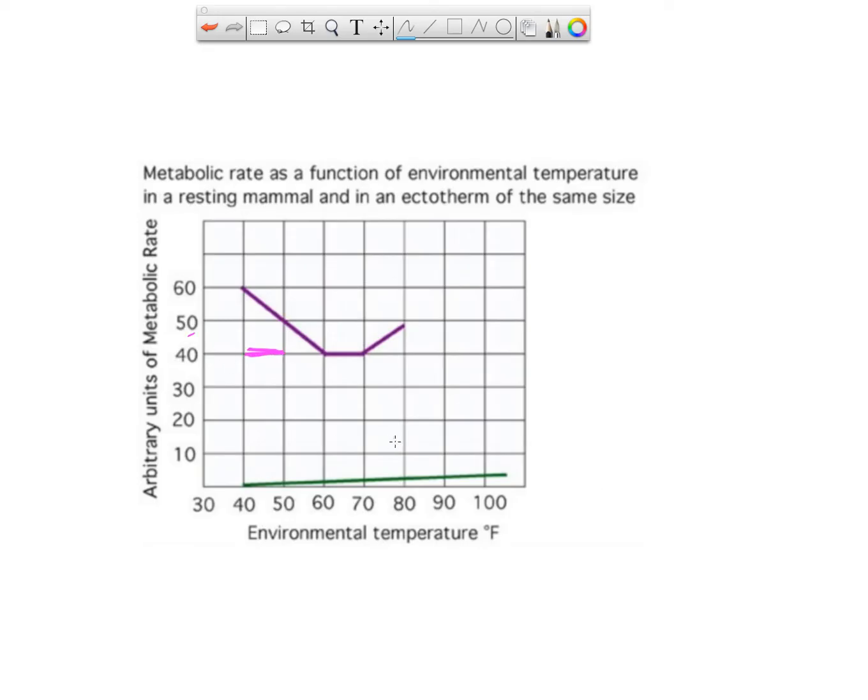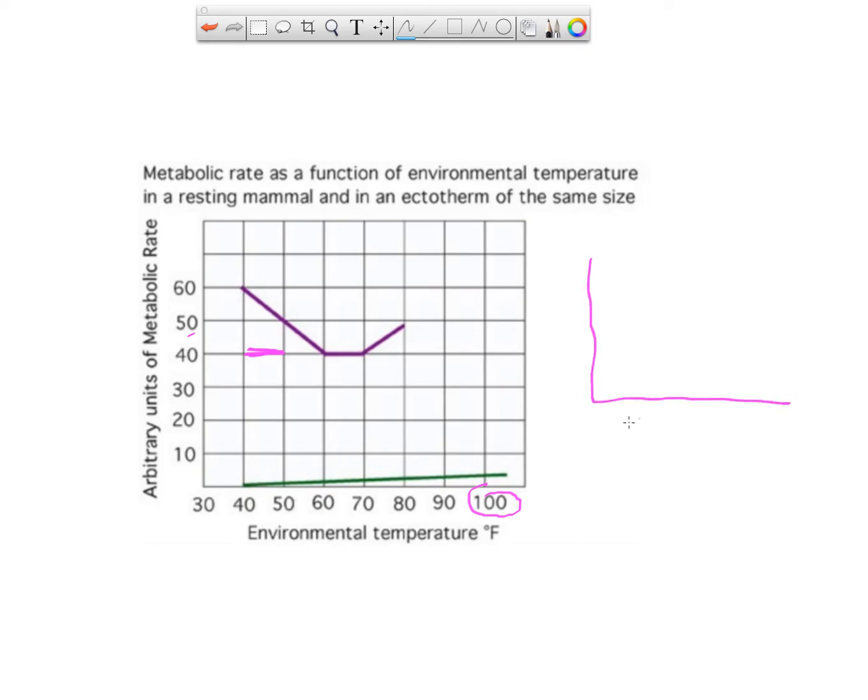Basal metabolic rate stays at 40. Now, do you think when you put a coat on, you change from 37 degrees? Do you think that when this animal puts a coat on, it's going to have a temperature different than 100 degrees? I don't think so. That would contradict the fact that this is a regulator.